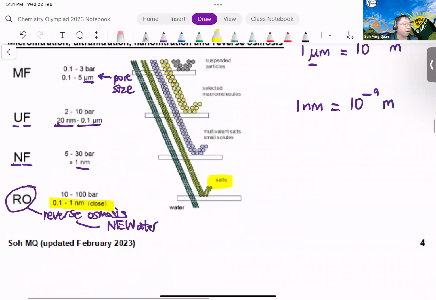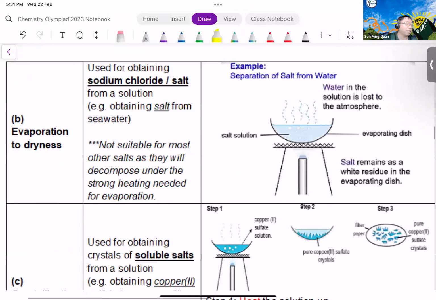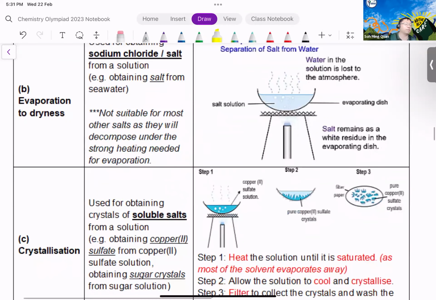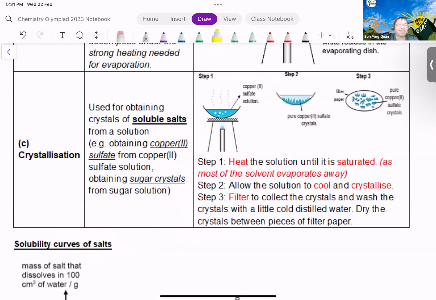Now, moving on. The next two should be very, very familiar. Evaporation to dryness and crystallization. Okay, I believe both are not strangers to you. Let's just go straight to crystallization. Now, crystallization follows a fixed set of steps. First, you will heat the solution until it's saturated. Then you allow the solution to cool and crystallize.